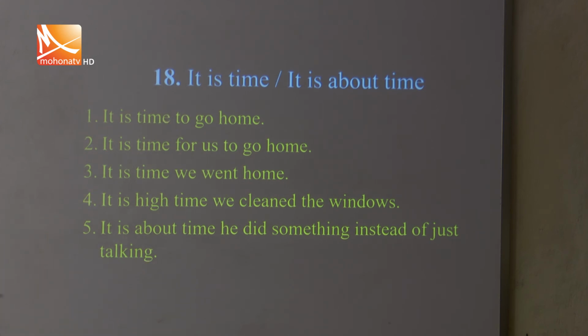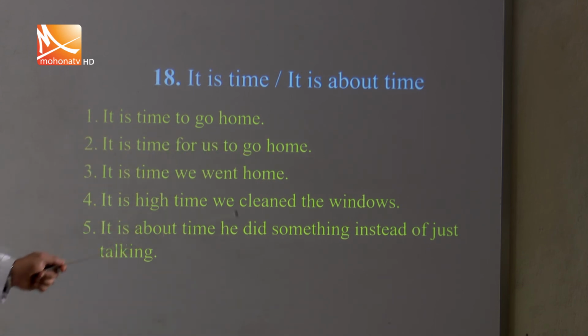So, to plus the present form of verb. But if we use a subject after it is time or it is high time, it is about time, then we will turn the main verb into the past form or V2. It is time to go home. It is time for us to go home, same meaning. Okay, so this is not a subject.